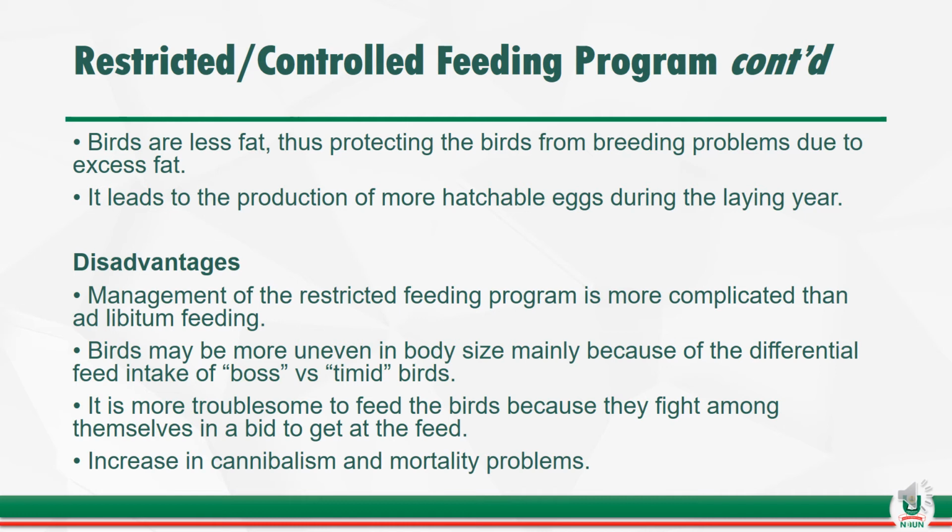Disadvantages include management of the restricted feeding program, which is more complicated than ad libitum feeding. Birds may be more uneven in body size, mainly because of the differential feed intake of bold versus timid birds. It is more troublesome, that's number three, to feed the birds because they fight among themselves in a bid to get at the feed. There can also be an increase in cannibalism, and mortality problems may ensue.